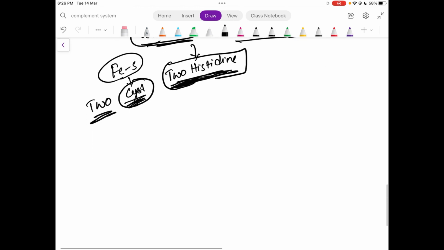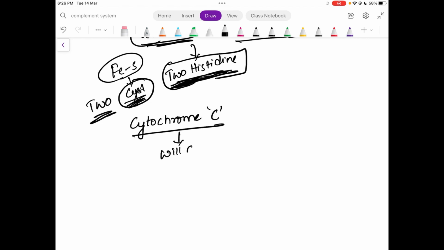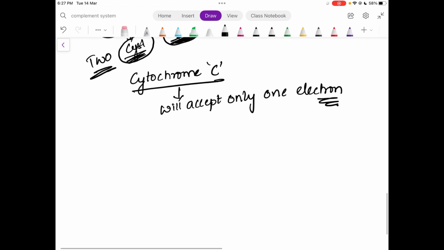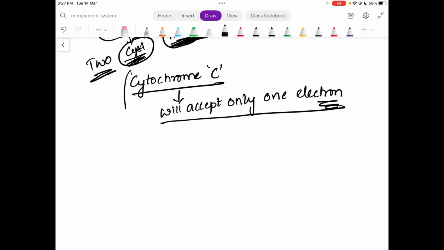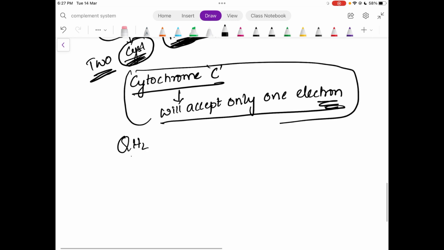And one more speciality of complex 3 is that it can accept only one electron. This cytochrome C will accept only one electron, but QH2 has two electrons.